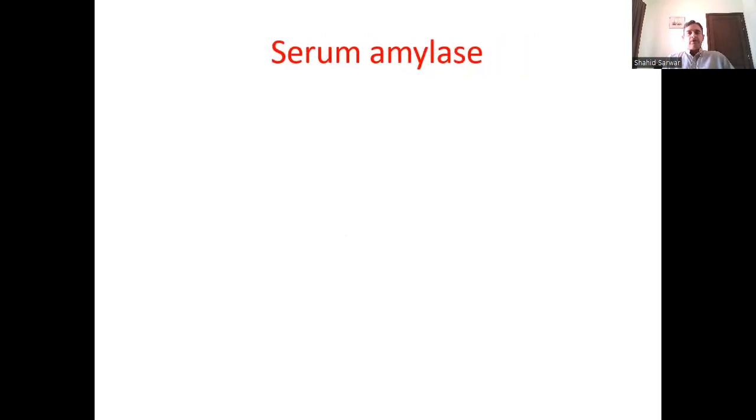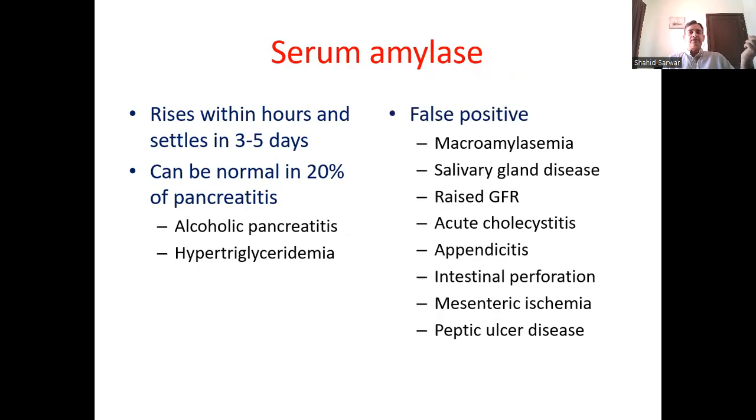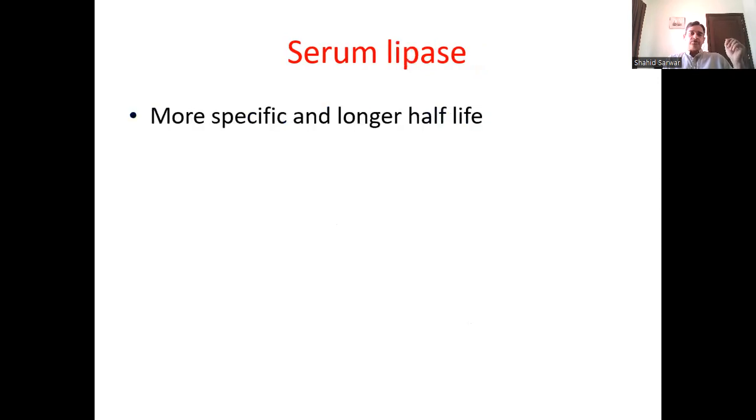A word of caution about amylase and lipase, because they have some limitations. Amylase is the one which rises early, but settles early as well. There are situations where it can be normal even with pancreatitis, and there is a long list of conditions which can lead to a false positive raised amylase level. So whenever interpreting these results, always keep in mind the possibilities of intestinal perforation, mesenteric ischemia, cholecystitis, and all these things can also lead to raised amylase.